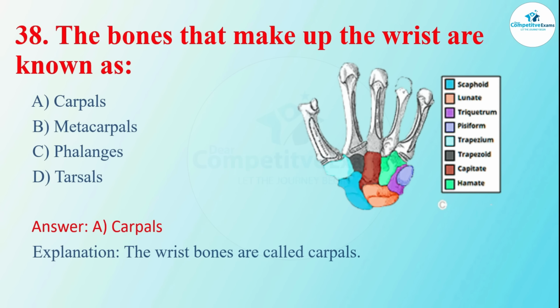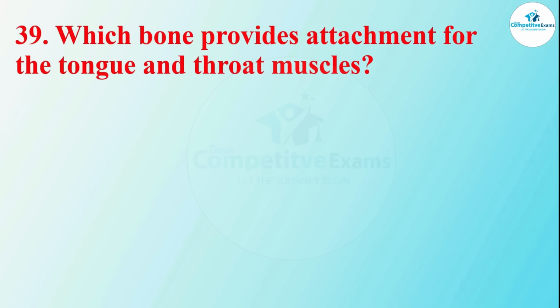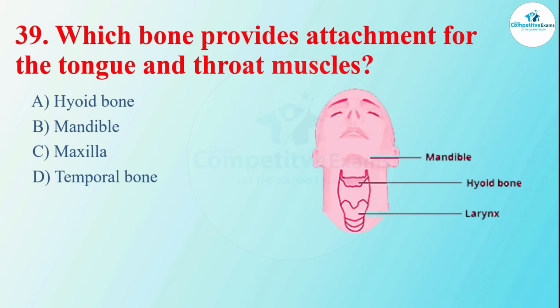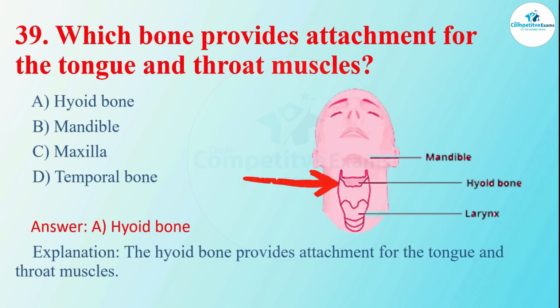Let's move on to question number 39. Which bone provides attachment for the tongue and throat muscles? Options are hyoid bone, mandible, maxilla or temporal bone. The right answer, the bone that provides attachment to our tongue and throat muscles, is the hyoid bone. Friends, the hyoid bone provides the attachment for the tongue and throat muscles.